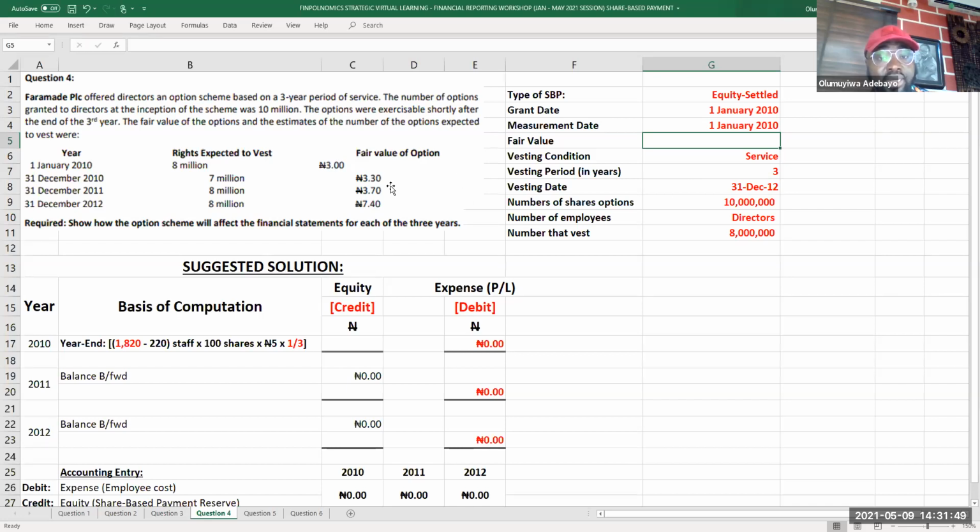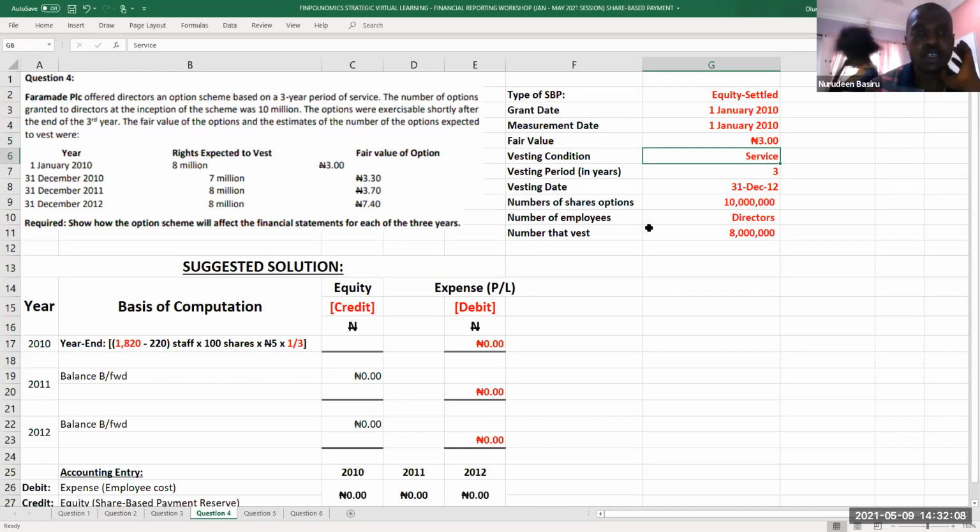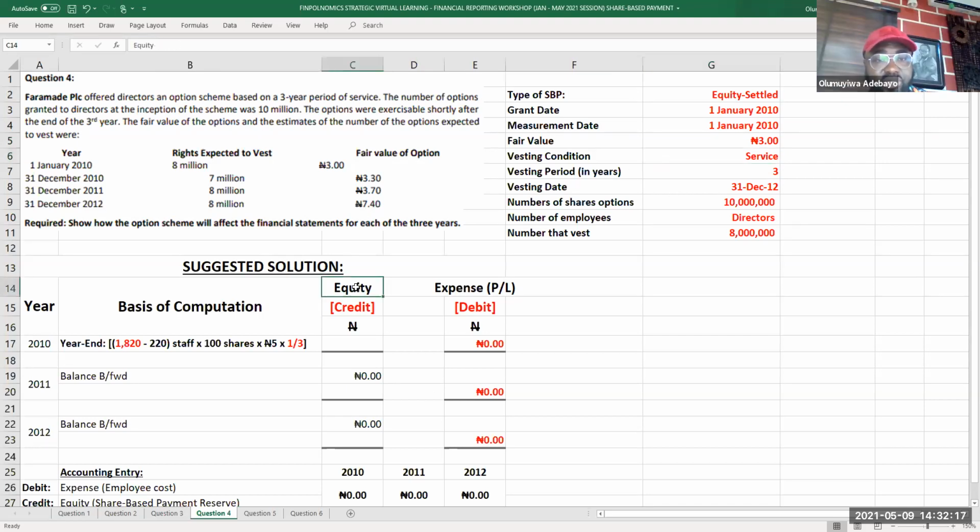Is it the 3 naira? Is it the 3 naira 30 kobo? Is it the 3 naira 70 kobo? Is it the 7 naira 40 kobo? Who can answer that? Is it 3 naira? Why is it 3 naira? Because that is the fair value at the grant date, because you are measuring equity, and that's why we have equity here.